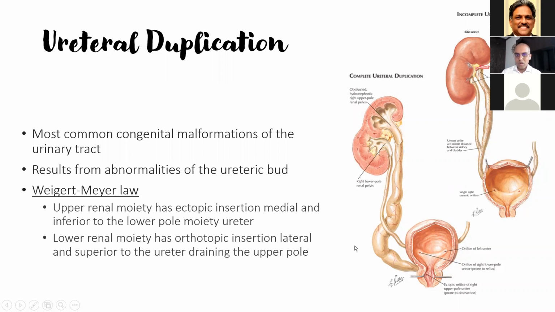There is a law called Weigert-Meyer law, which applies to complete ureteral duplication, wherein the upper renal moiety ureter always has an ectopic insertion, and it is almost always medial and inferior to the lower polar moiety. And the lower polar moiety has an orthotopic insertion, and it is lateral and superior to the ureter draining the upper pole.